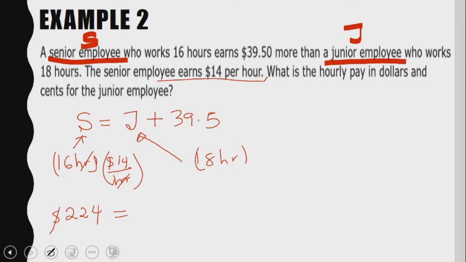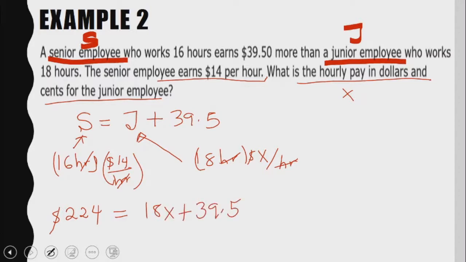So the question is, what is the hourly pay in dollars and cents for the junior employee? Because we don't know, we can represent that with an X, that is the unknown. So we know how many hours the junior employee works, but we don't know how much the junior employee is paid. So we can represent that with X dollars per hour. So again, hour cancels hour. So we know that this J is going to be 18x plus 39.5. So that is how to turn your story to an equation.